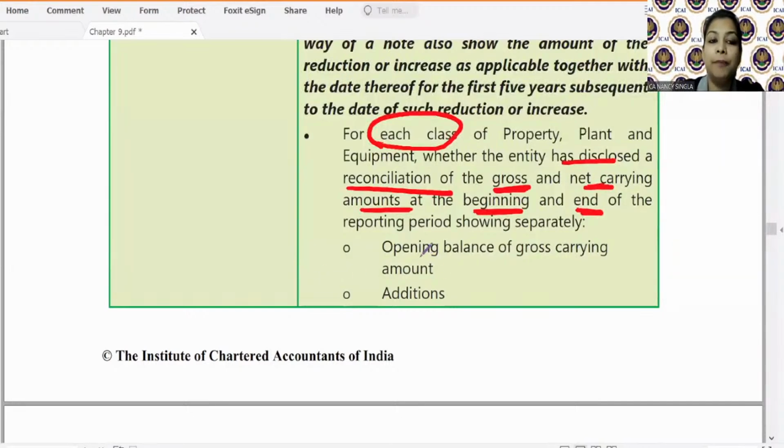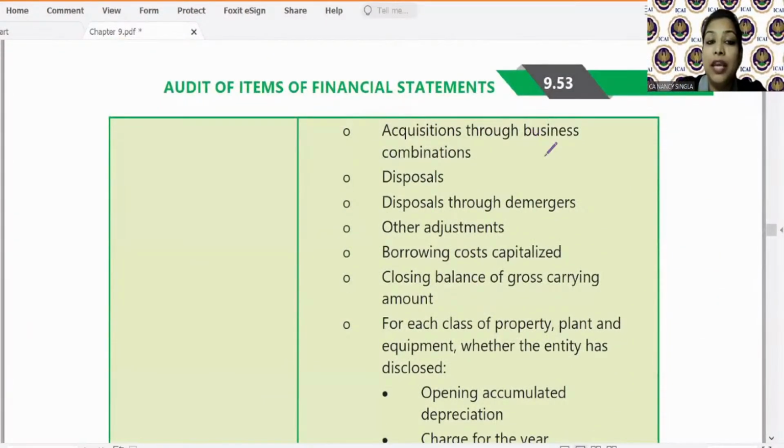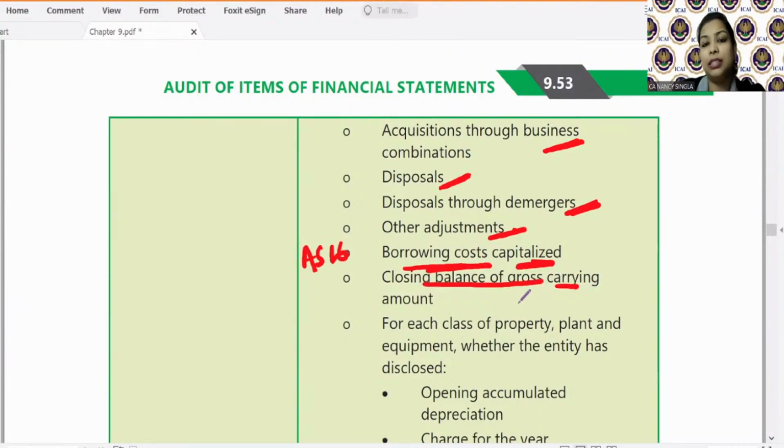What is meant by that? Opening balance of gross carrying amount. Whatever additions to machinery have been done, let's take the example of machinery. If there have been any acquisitions through business combinations, mergers, acquisitions, if there has been any sale, disposal through demergers, if any other adjustment has been made, if borrowing costs are capitalized, your AS 16, right, and then the closing balance.